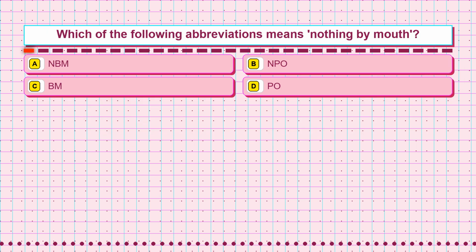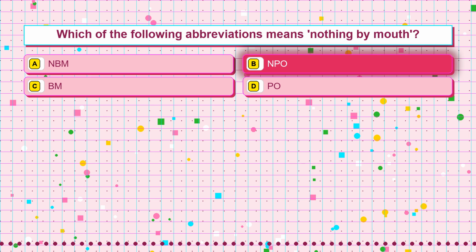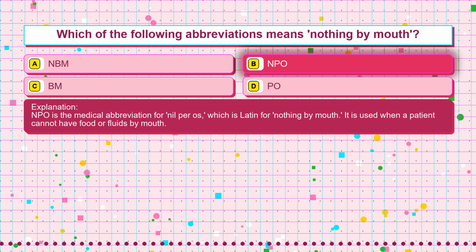Question 77. Which of the following abbreviations means nothing by mouth? Option A, NBM. Option B, NPO. Option C, BM. Option D, PA. The correct answer is option B, NPO. NPO is the medical abbreviation for nil per os, which is Latin for nothing by mouth. It is used when a patient cannot have food or fluids by mouth.